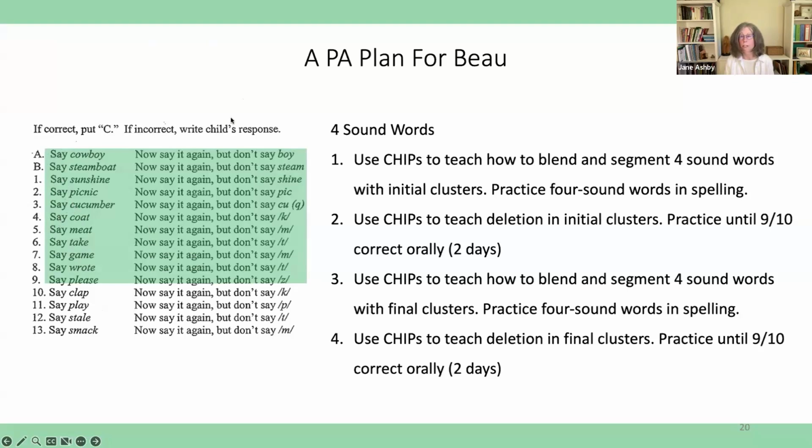So that's how we're going to make our plan. We're going to focus on 4 sound words, and we're going to use chips to teach how to blend and segment those words with initial clusters, like in clap. In the spelling part of our lesson, we might practice writing 4 sound words. That's really important, so they get that encoding practice as well. And then after they know how to segment and blend 4 sound words, we're going to move to teaching deletion. How do you break that blend and take out one of the sounds?